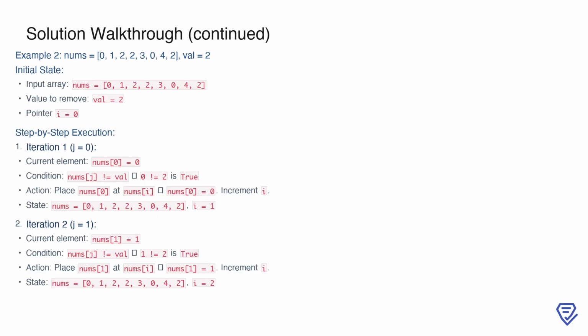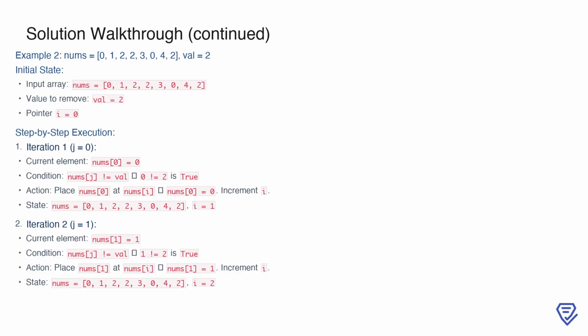As before, the pointer I starts at 0. In the first iteration, the current element is nums[0], which is 0. Since 0 is not equal to 2, we place nums[0] at the position pointed to by I, which is nums[0]. The array remains 0, 1, 2, 2, 3, 0, 4, 2, and I is incremented to 1.